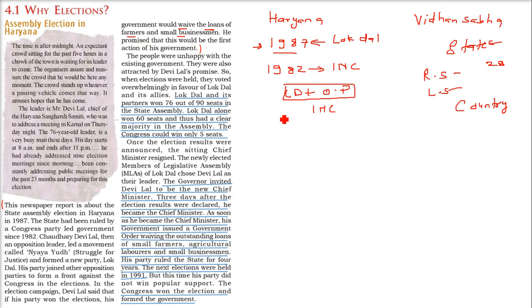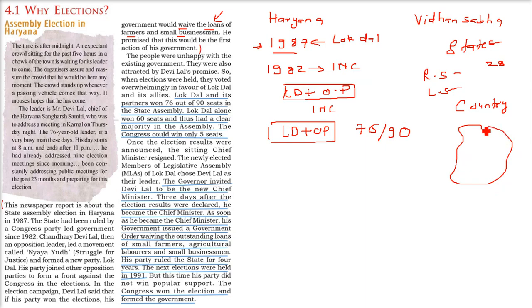He promised that if he, his party and his Vidhayaks were elected, then the first action of the government he forms would be to waive off the loans for farmers and businessmen. That was the first promise he would fulfill when he came to the government. People got happy and voted for him, and finally Devi Lal won. In 1987, Lok Dal and the partners, the other parties he made an alliance with, won 76 out of 90 assembly seats of Haryana.